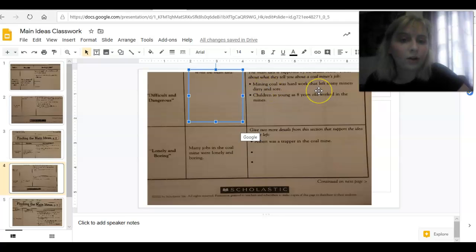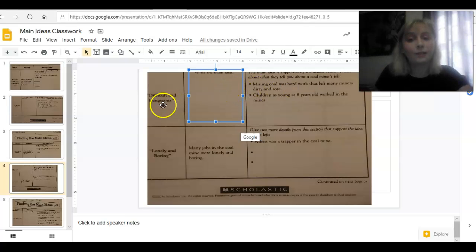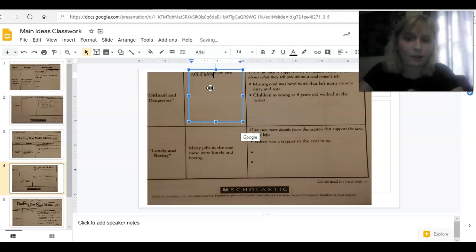Mining coal was hard work that left many miners dirty and sore. Children as young as 8 years old worked in the mines. What are those two details trying to prove? What point are they trying to prove? What main idea are they supporting here? And once you have figured that out, again, use this subheading to help guide you. You're going to just type your main idea in here.